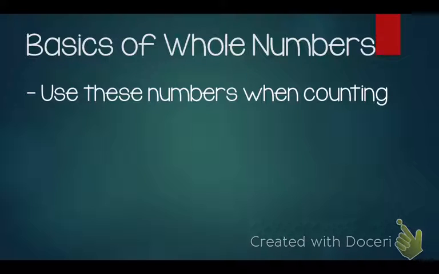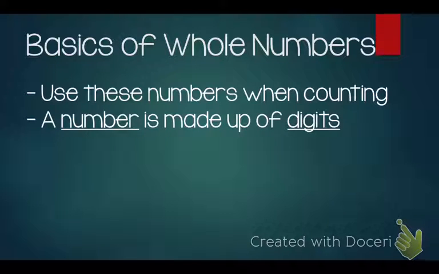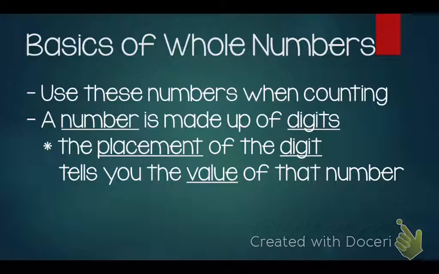We use whole numbers when we're counting. So whole numbers are 0, 1, 2, 3, 4, 5, all the way up into infinity. They don't end. Now, these whole numbers are made up of digits, and the placement of these digits tells you what the value of those numbers are. If that seems a little confusing, follow me to the next slide where I'm going to go over a couple of examples with you.